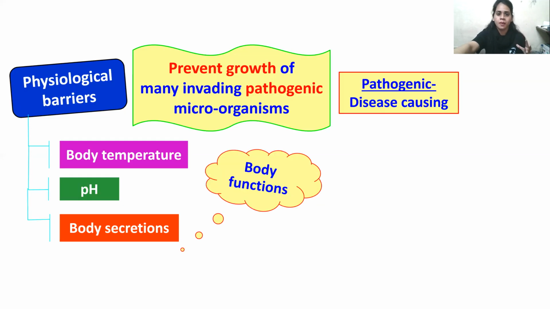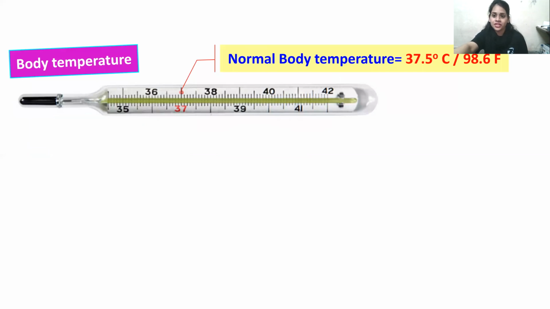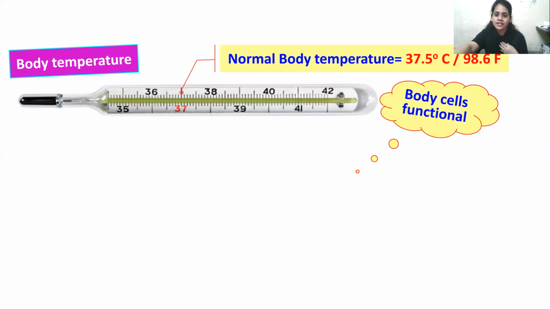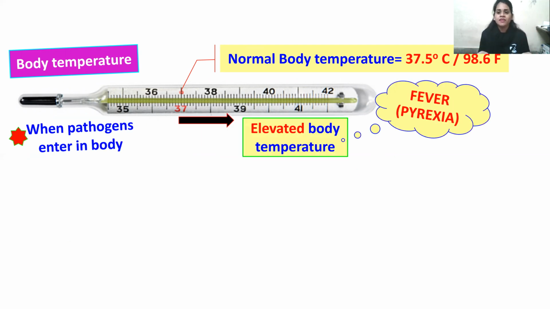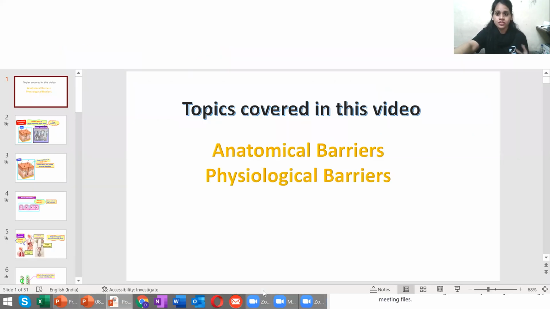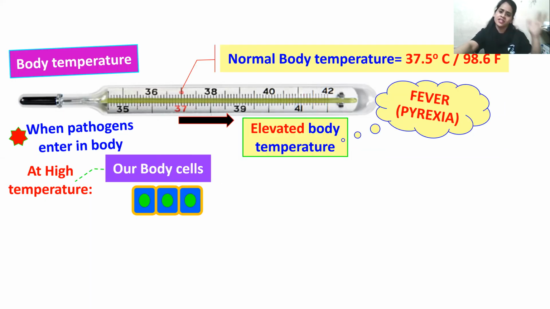So first, let us talk about body temperature. What is your normal body temperature? Normal body temperature is 37.5 degrees Celsius. At this temperature, our body cells are functional. They are performing all their functions, whatever is designated to them. But whenever a pathogen goes inside our body, our temperature gets elevated, right? Why? Because there is an infection. The pathogen has gone inside and it is going to create an infection because of which the body temperature gets elevated. So at high temperature, what happens? Our body cells do not get affected. They are still functioning. Okay, they are strong.